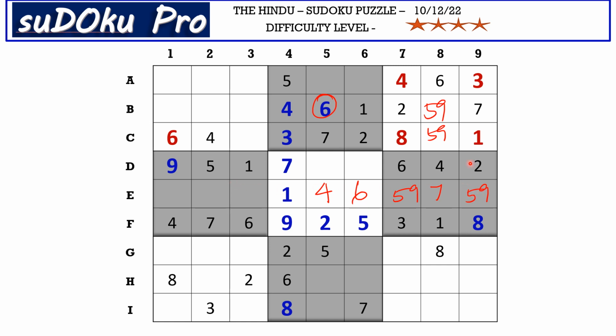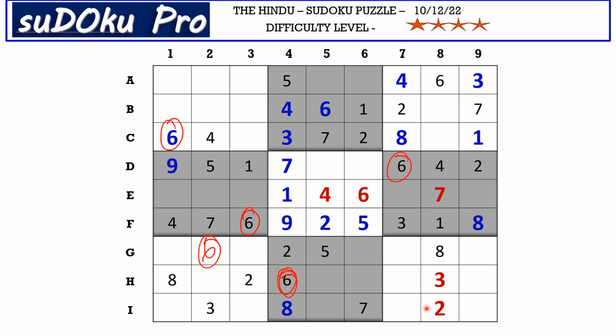Now in column 8 there are only 2 empty cells and the missing numbers are 2 and 3. There is 2 blocking from H row. So H8 takes 3 and I8 takes 2. There is a 6 here in column 1 and 6 in column 3 blocking these two cells, and there is a 6 here in H row blocking here. So G2 takes 6. This 6 in G row and this 6 in H row blocks these two rows, and there is 6 in column 7 blocking here. So I9 takes 6.